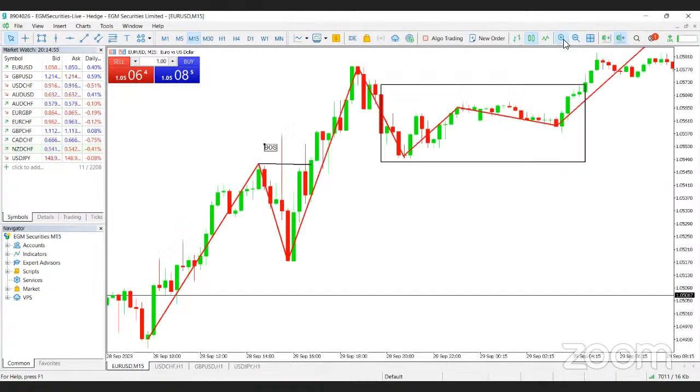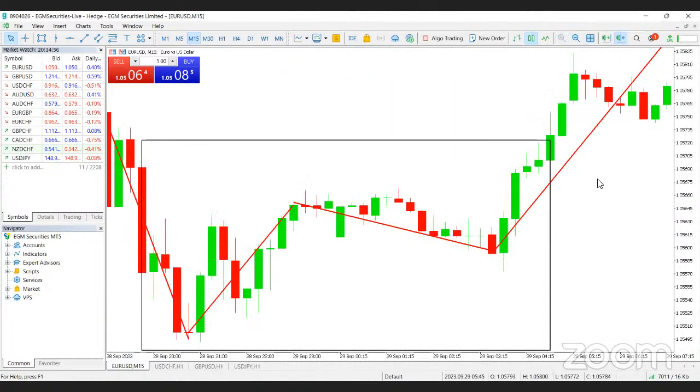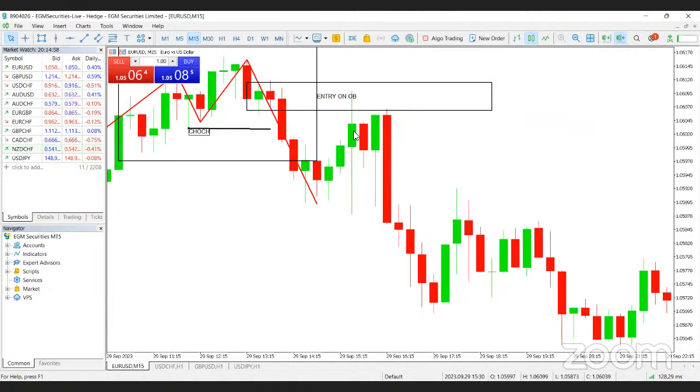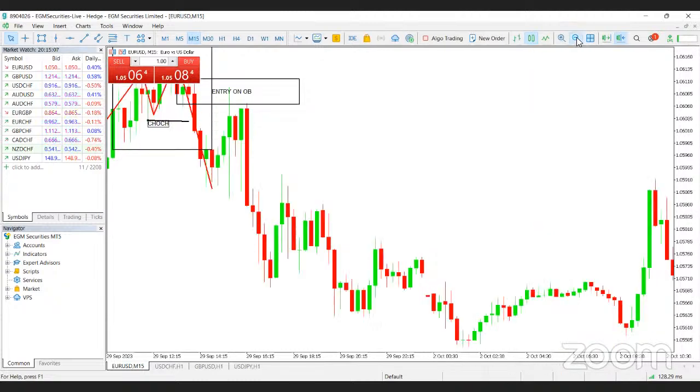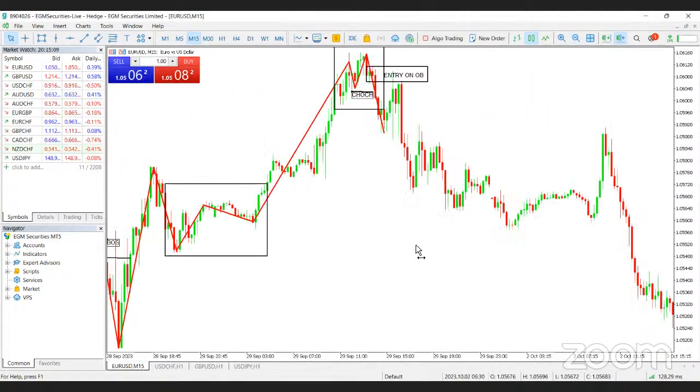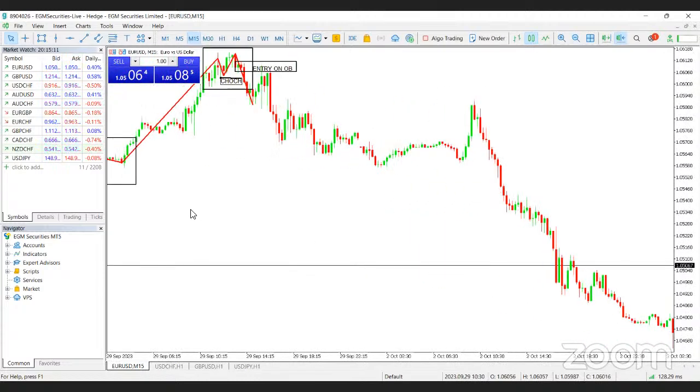If I zoom in, you can see we have a candlestick that went inside the order block. It activated the sell orders, and the market continued going on a sell. As you can see, this market has been selling since then.